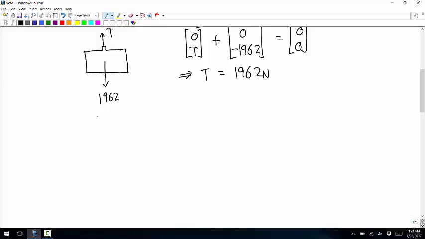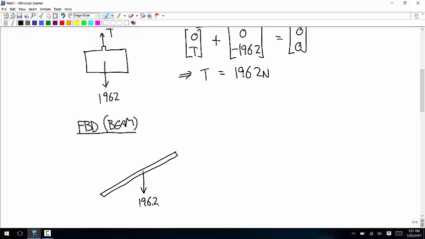Okay, so now I'm going to isolate the beam. First, there's a weight. It has a mass of 20 kilograms. So where do we apply the weight? Center, yep. So 20 times 9.81 is 196.2 for this one. Then we have the cable force. That's straight up with a magnitude of 196.2.